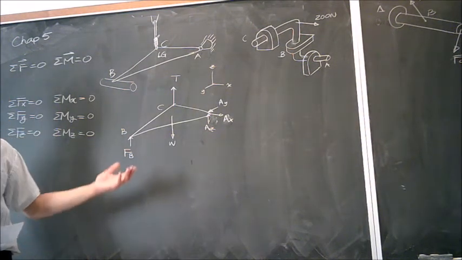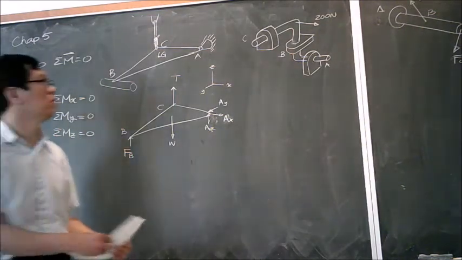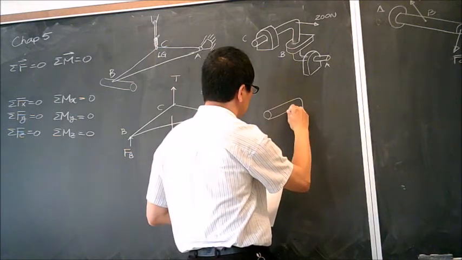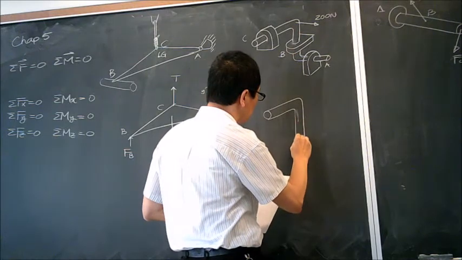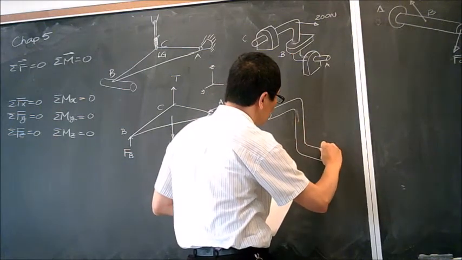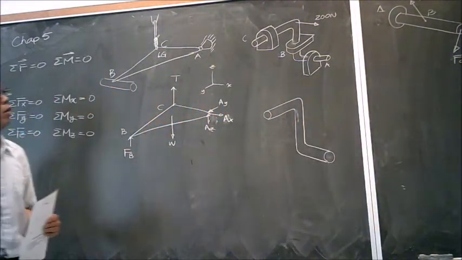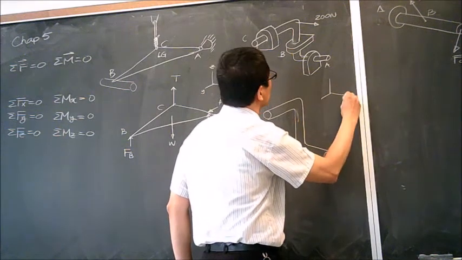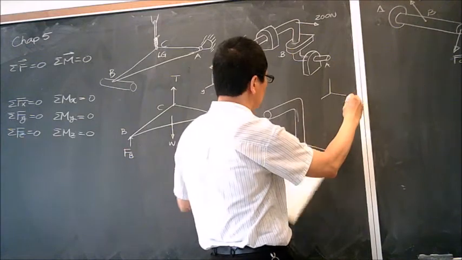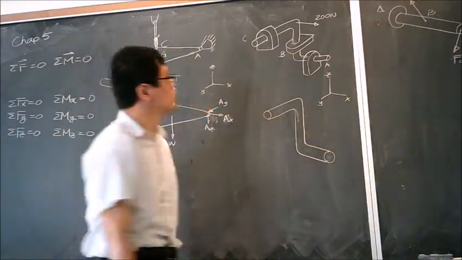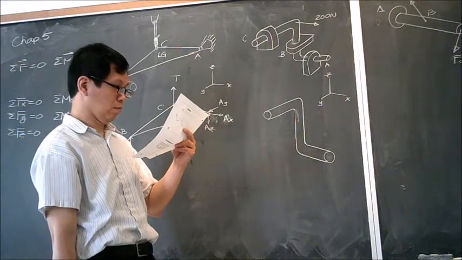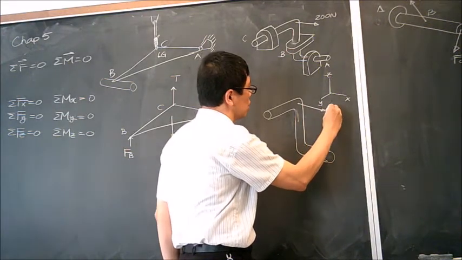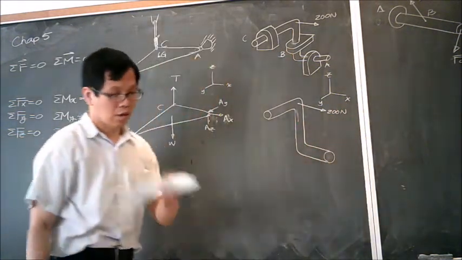Okay, does that make sense to everybody? If you guys have a free body diagram like this, you know how to draw it. So I would like to draw the free body diagram for this specific component. Obviously, I have a force over here applying along the x axis, which is 200 Newton. So I would like to draw that in the beginning.